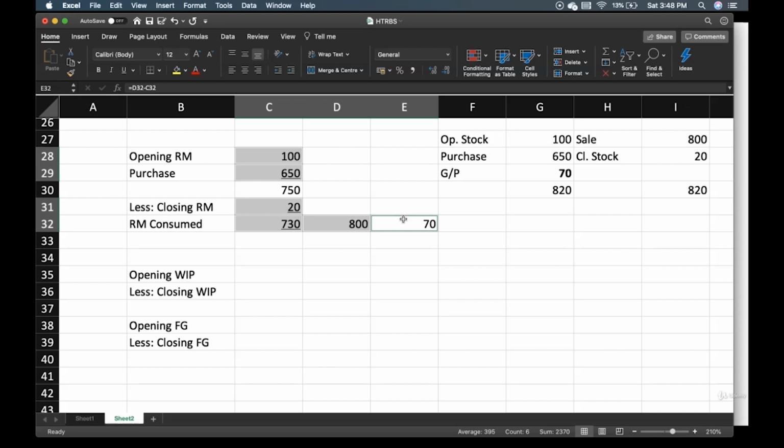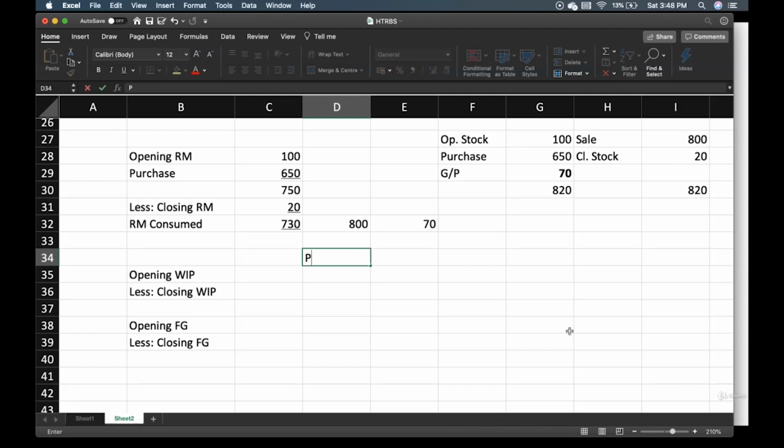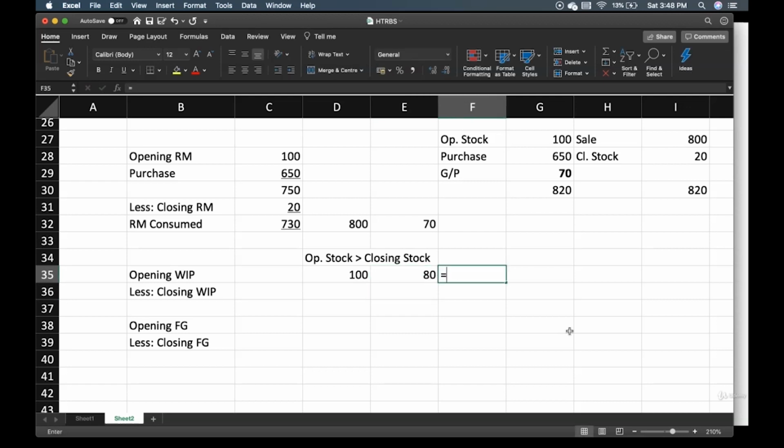So I'll put the scenarios like this. If your opening stock is greater than closing stock, what will happen? That is, your opening stock is 100 and your closing stock is 80. And what is the formula? The formula is opening stock minus closing stock. You get a positive number, and this will add to cost.